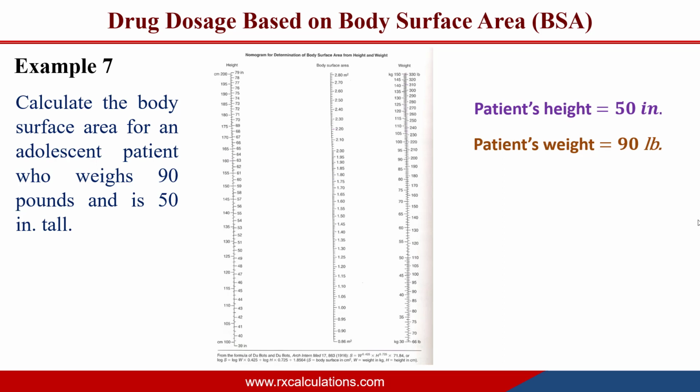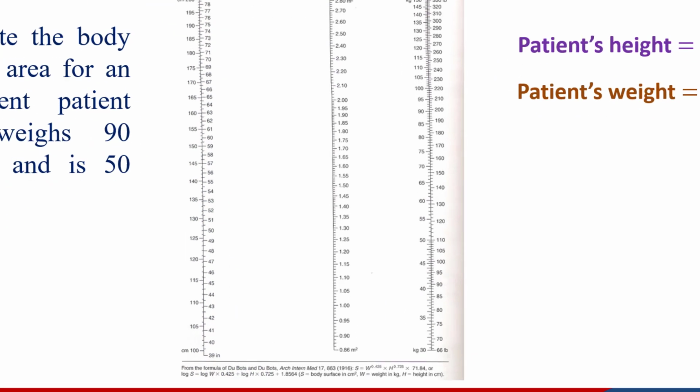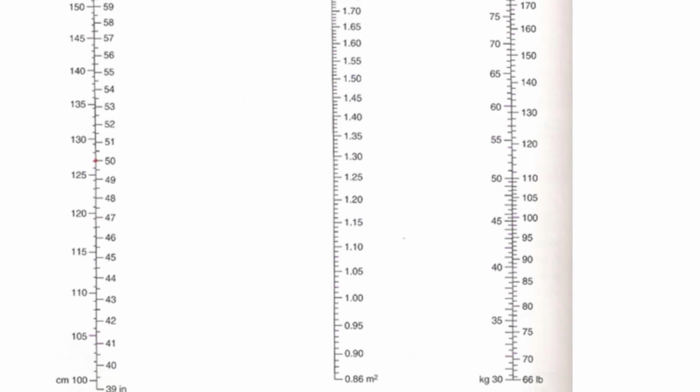And so the first thing that we do is we take the 50 inches and we try and locate that on the height column, which will be the column to the left. And since we are looking for the patient's height in inches, it's actually on the inner portion of the height column. So we look for 50 inches and we indicate that with a dot.